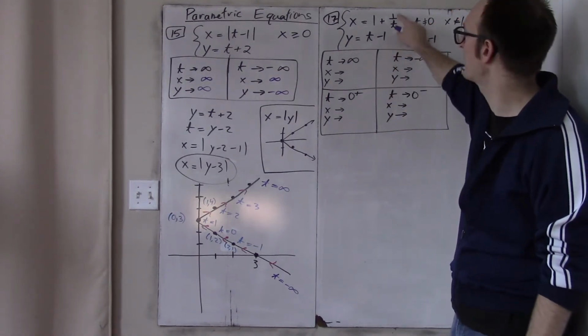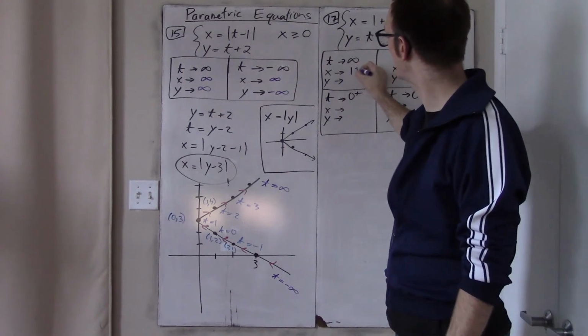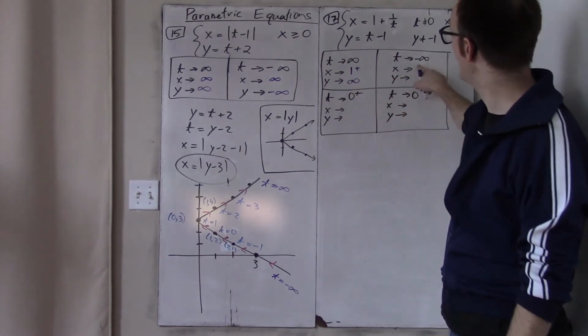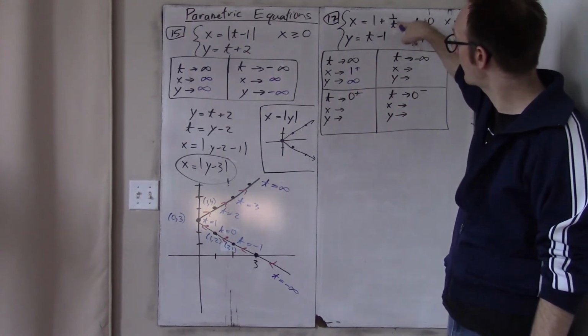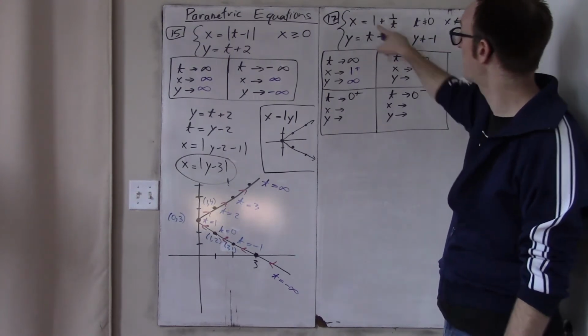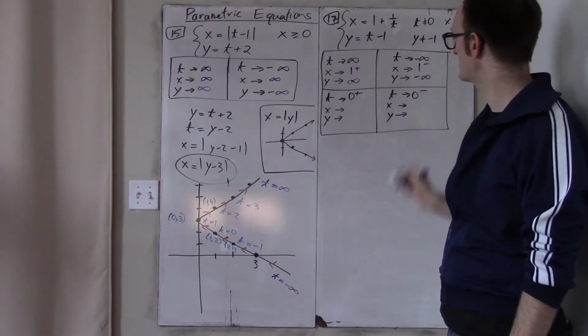As t goes to infinity, 1 over a huge positive number is going to be a tiny positive number, and so x is going to be a little bit more than 1. Y is going to go to infinity. But now, if I plug in like negative a million, 1 over negative a million is going to be a tiny negative, so x is going to be a little less than 1. And as t goes to negative infinity, y goes to negative infinity.